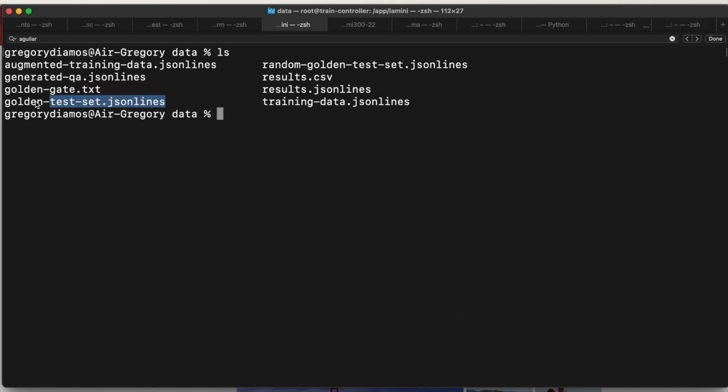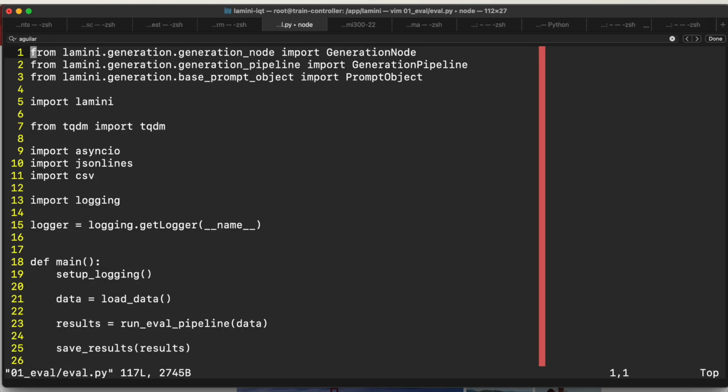This is the golden test set for the Golden Gate Bridge. So let's look at our little eval script. We're going to use the Lamini library. We're going to import Lamini. We're going to import these concepts of a generator, a prompt, generation pipeline, and a node in the generation pipeline.